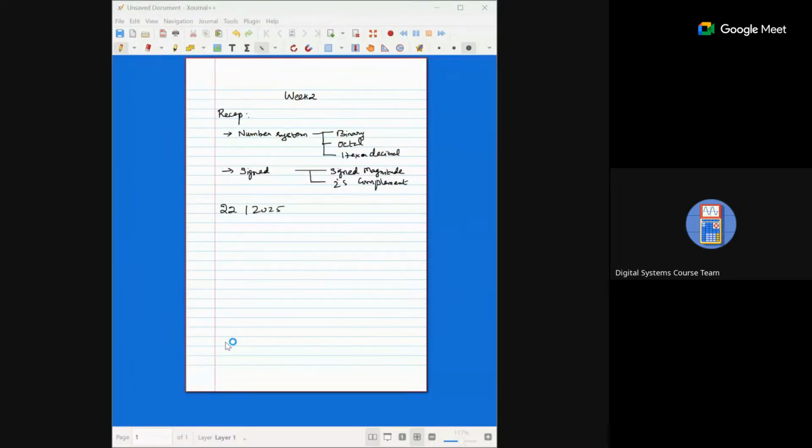These are the things I discussed last week, and we just start with today's topic. I'm taking a random example: today's date, 22 1 2025. If I want to store it in the system, how does it store? This is not a single numerical number. The date, month, and year are separate. In C programming, to create a date you would use a structure. Am I right?